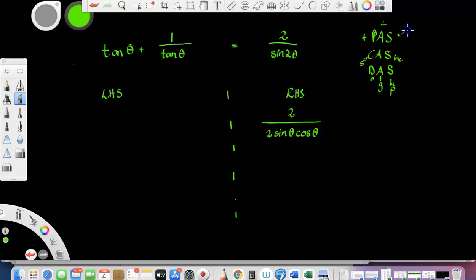Next, I've done this component. Now change everything into cos and sine. On the right hand side, everything is already done. So on the left hand side, now I'm going to work. Tan theta is sine theta over cos theta, plus, and then 1 over tan theta is cos theta over sine theta.